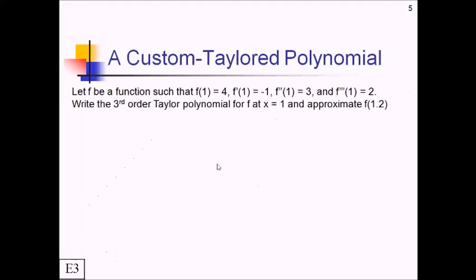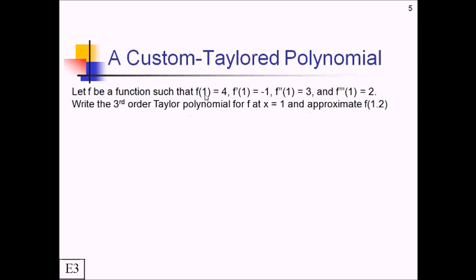We're going to do one more problem. Let's say that f is a function with all these function values and derivatives. We want the third order Taylor polynomial at x equals 1 and approximate f of 1.2. Pause the video, give it a shot. All right, so this one, we don't really have to do any calculation. It's just plugging things into our formula.